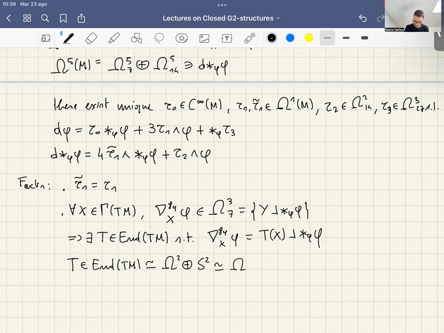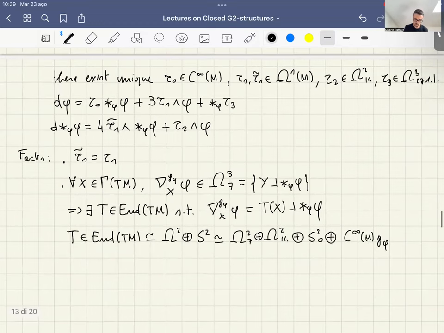And from what we said yesterday, it follows that it is equivalent to omega 7 plus omega 14 plus the space of trace-free symmetric tensors plus smooth functions times the Riemannian metric g phi. So you can decompose uniquely your endomorphism T under these identifications in the sum of four components belonging to these four spaces. And you can show that this T, with respect to this decomposition, can be written in terms of these four forms, tau 0, tau 1, tau 2, and tau 3. In detail, you can find the precise computations, for instance, in the book Lectures and Surveys on G2 Manifolds and Related Topics, and in particular in the survey by Karigiannis on G2 geometry.